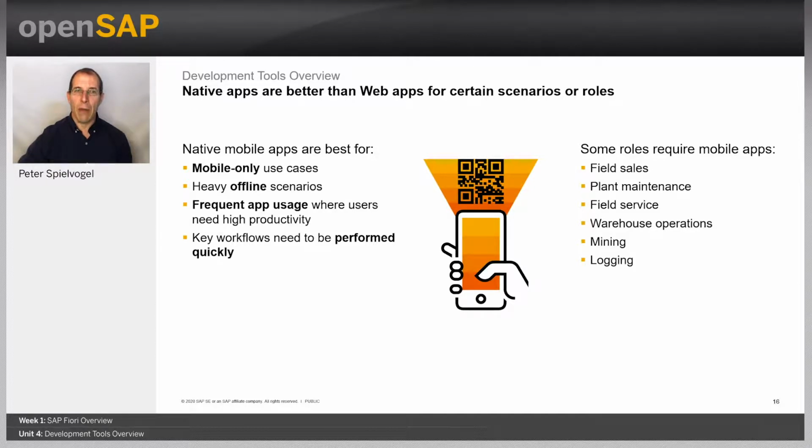Finally, consider native mobile apps if your users need an app that covers key workflows that need to be performed fast. That is, it would significantly slow down the users if the app was slow or laggy. You don't want frustrated users.